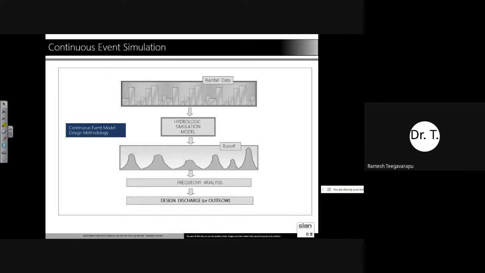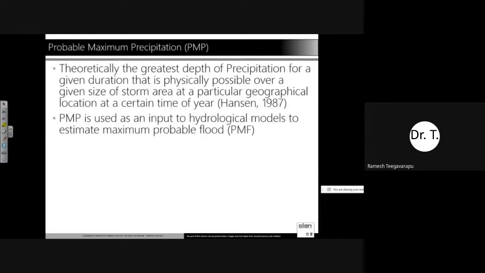So in this case, you are looking at frequency analysis for your annual peaks, block maxima, or partial duration series, if you were to obtain that. Once you have the frequency analysis, then you talk about what we call a 100-year discharge or 500-year discharge, and then you use that as a design discharge.